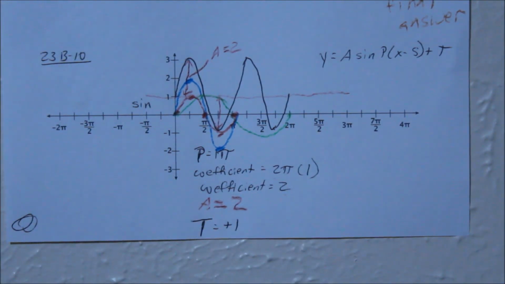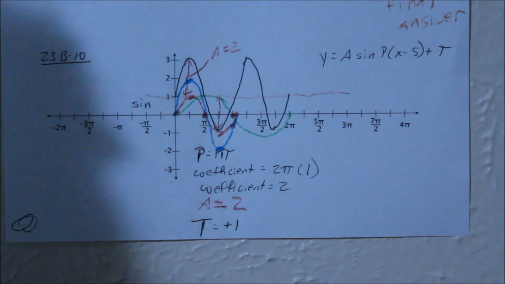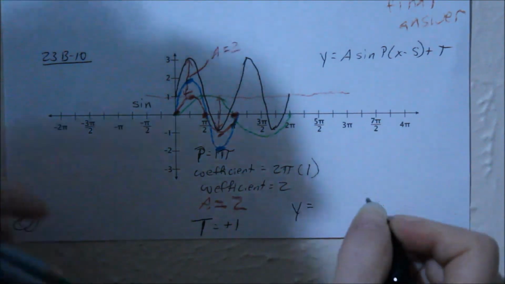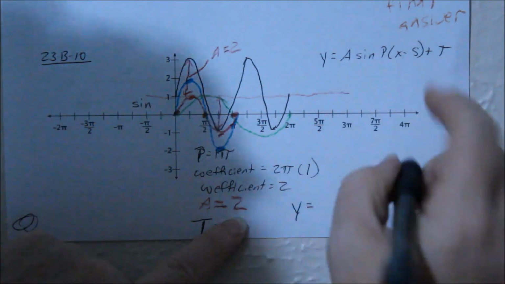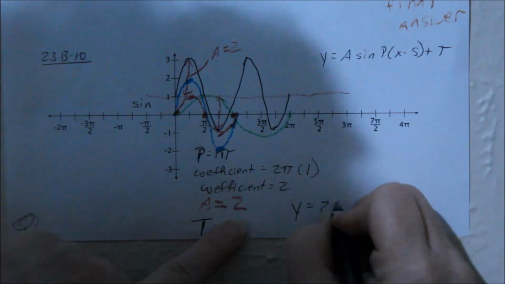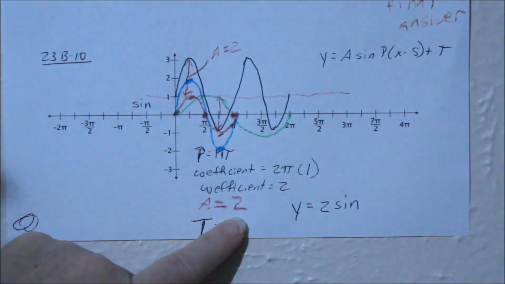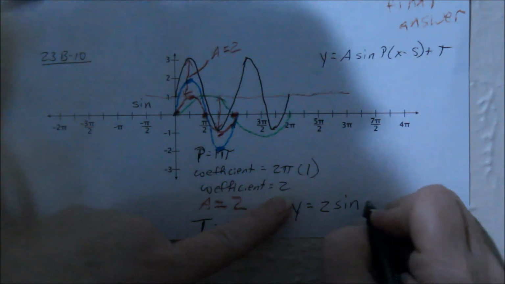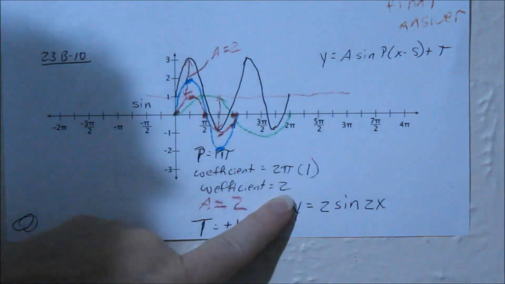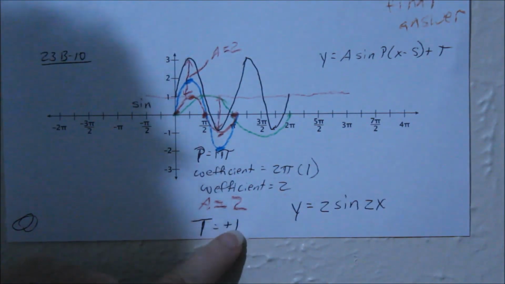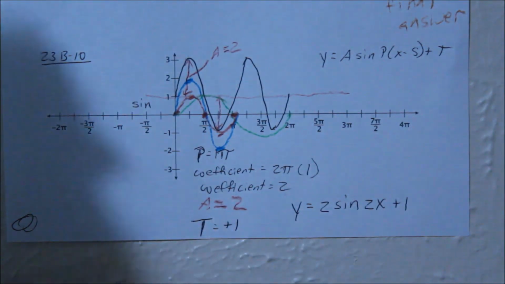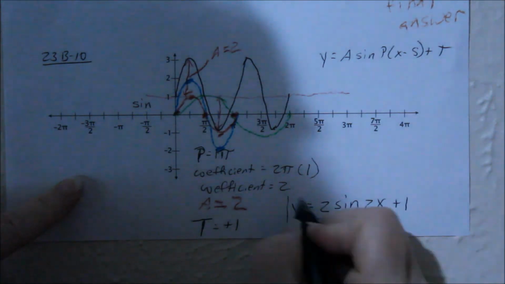Now that I know all that, I can write my equation because I don't have any phase shifts. So my equation will be y equals, my amplitude I said was 2, so 2 goes in front of my sine. I did say that there's a period change and my coefficient is going to be a 2. Y equals 2 sine 2x. There's no phase shift, so there's no parentheses. And then my translation is a plus 1. So this equation matches that curve.